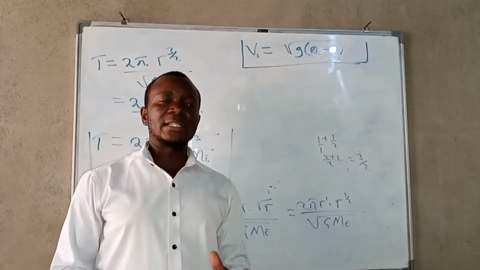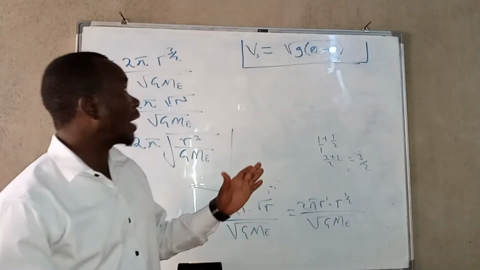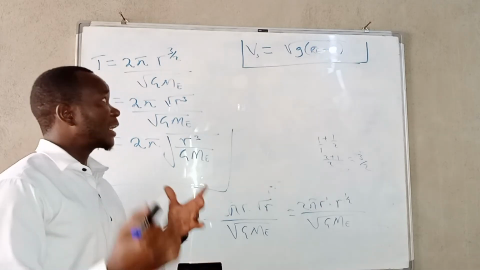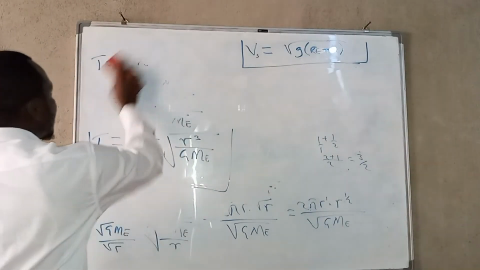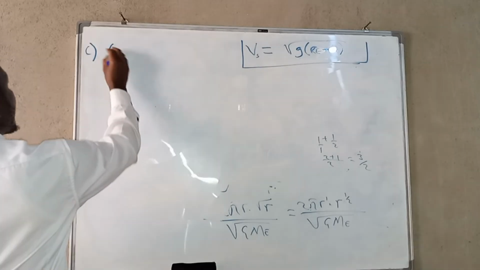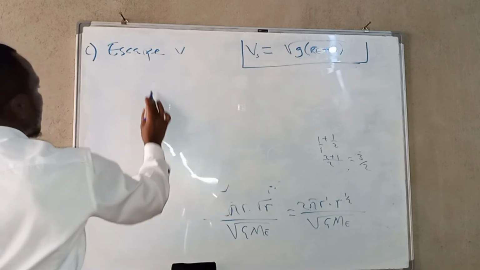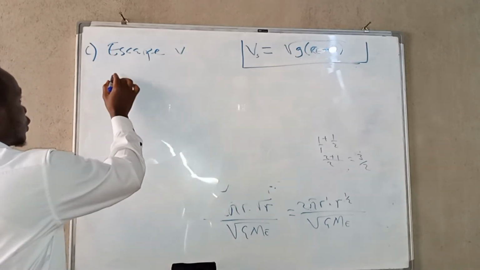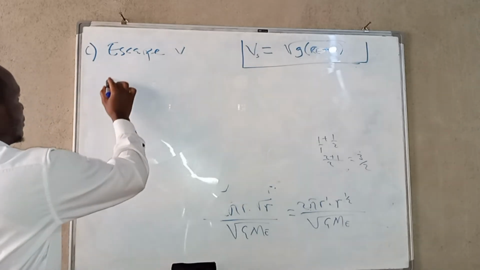So now coming back to escape velocity. Escape velocity is the minimum velocity that is given to an object so that it can escape the Earth's gravitational field. That is escape velocity. So part C, escape velocity is found by relating to kinetic or mechanical energy.